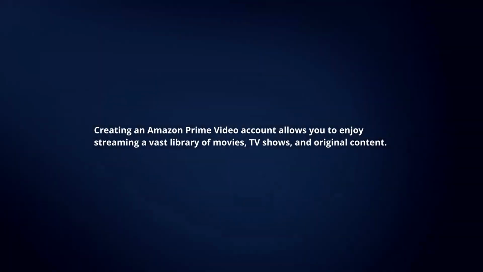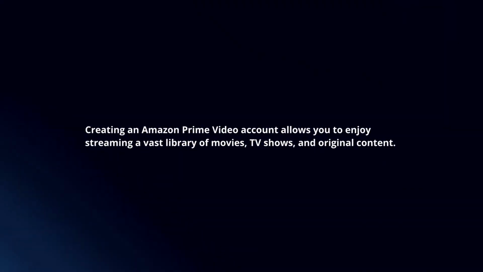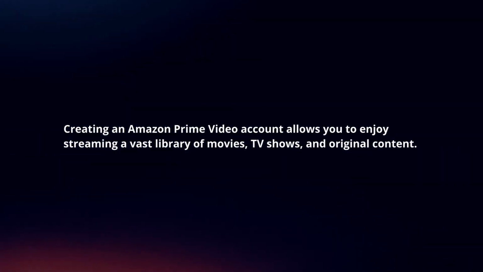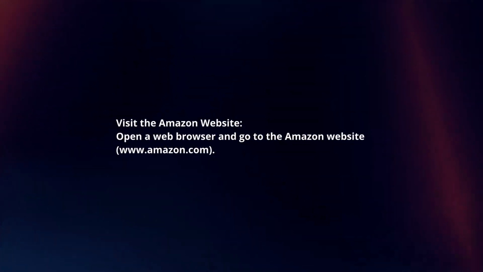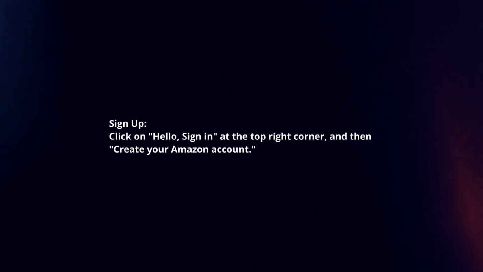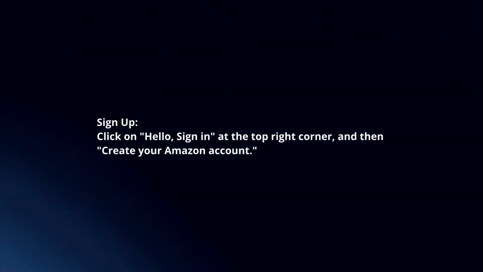Creating an Amazon Prime Video account allows you to enjoy streaming a vast library of movies, TV shows, and original content. Here's a brief guide. Visit the Amazon website. Open a web browser and go to the Amazon website. Sign up. Click on the Hello Sign In at the top right corner and then create your Amazon account.